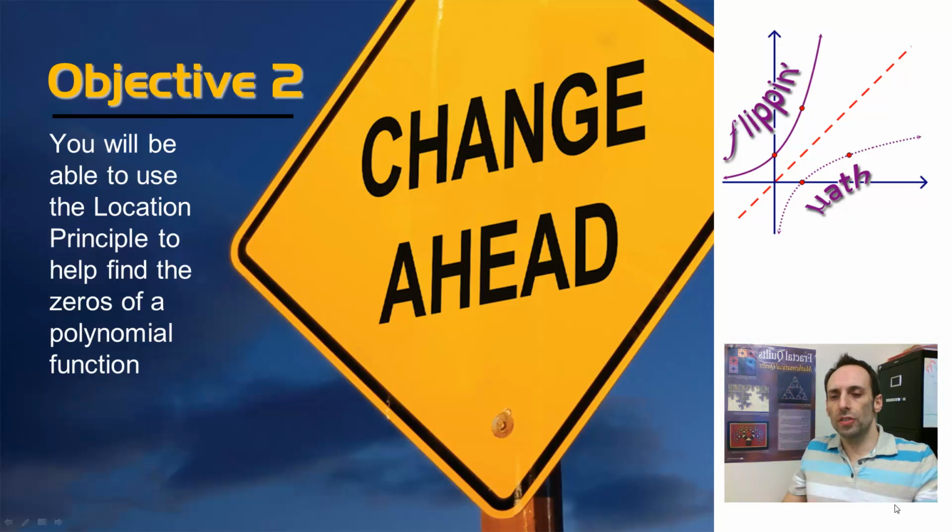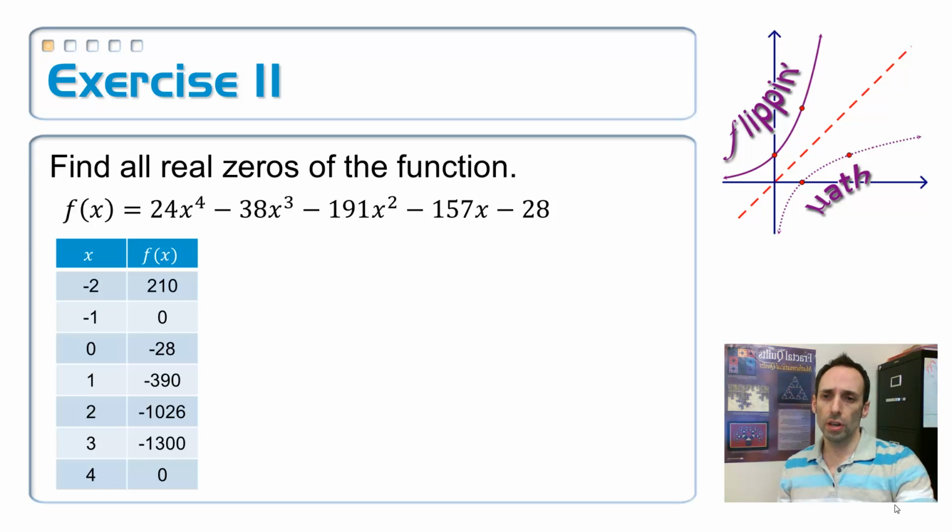Okay, here's some exercises for objective 2, getting practice with that location principle. We're looking for sign changes where our function values are going from negative to positive or positive to negative. We know it has to cross the x-axis between those numbers. So here is your first practice problem, a quartic.